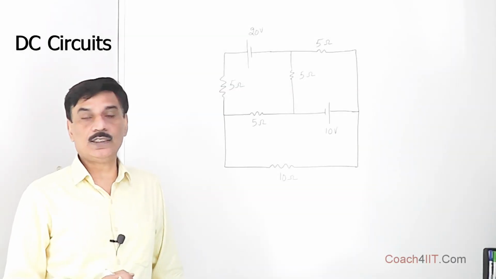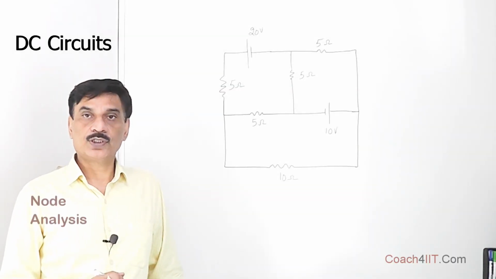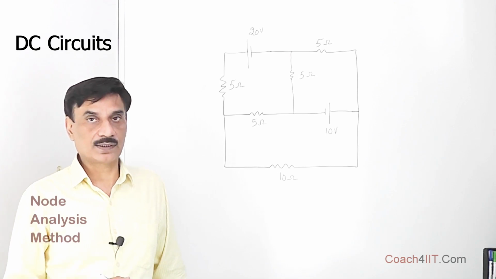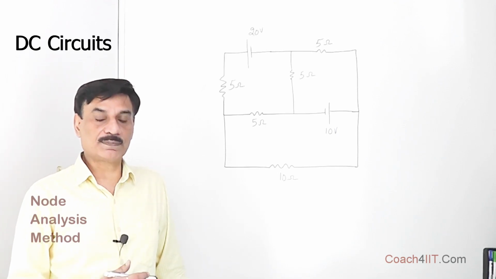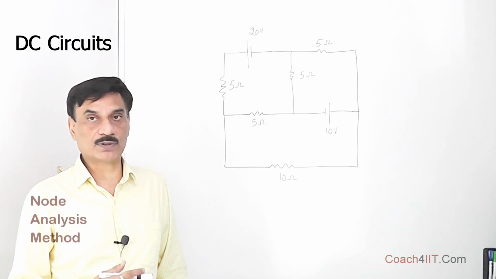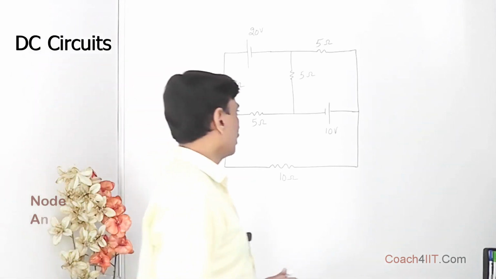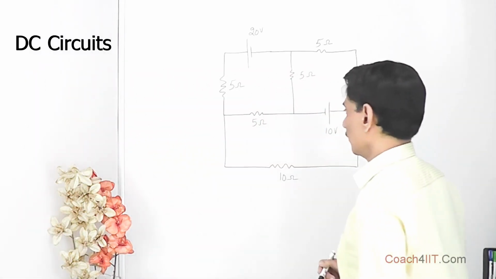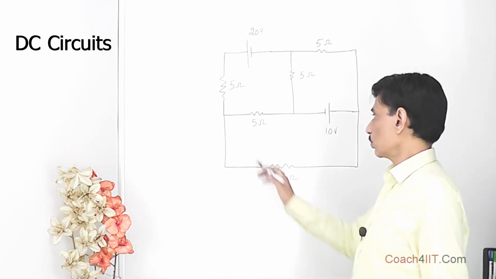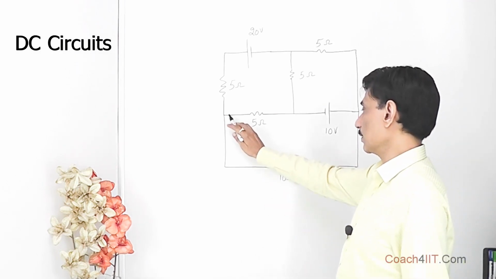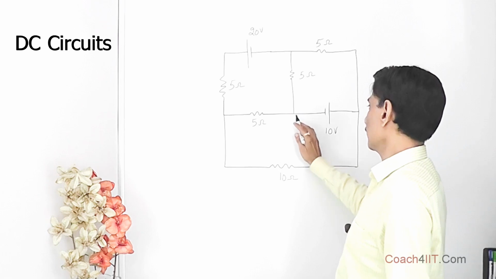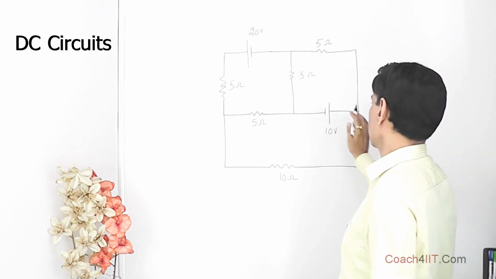We can find the value of current in different arms using the node analysis method. Let's apply the node analysis method to find the currents in the various arms of this network. In the node analysis method, first we look for the nodes or junctions. This is one node where three wires are meeting. So this is a node, this is a node, this is a node.